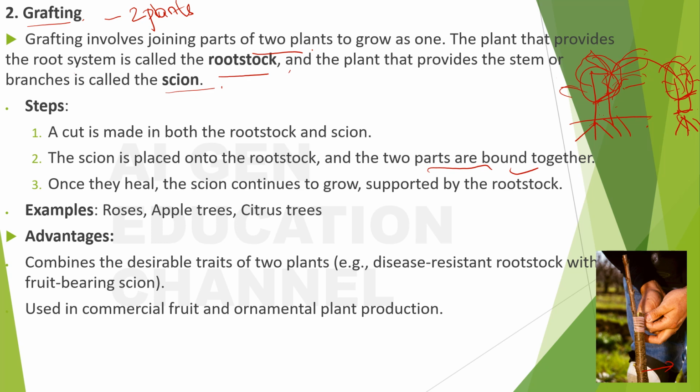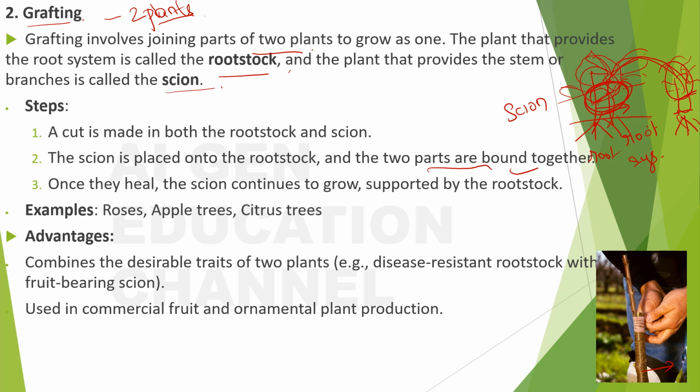So what happens? This plant is providing you the root system, and you are taking the shoot system of this plant. This is called the scion and this is called the rootstock. You cover this part, you wrap this part like this. After a few days these two will grow together as a new plant. This process is called grafting. You got it, right? Here two plants are involved, and for one plant you are taking the root part of it, and for the other plant you are taking the stem or the shoot part of it.